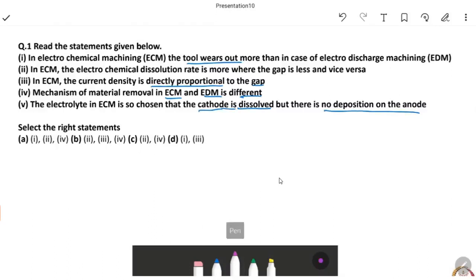So now we shall go one by one. In ECM, the tool wears out more than in case of EDM. No, that is a wrong option because in ECM we have seen that we have a cathode here. Sorry, cathode is negatively charged, negatively polarized, and we have an anode here, and in between that we have a static or generally dynamic electrolyte flow. Electrolyte dynamic means that the electrolyte here is flowing, so it takes away the debris which is formed over here as a result of the dissolution reactions.